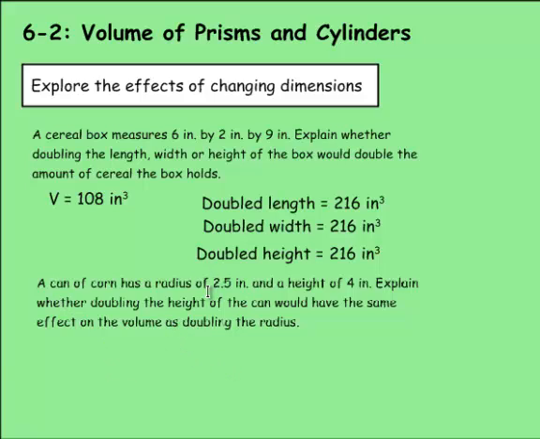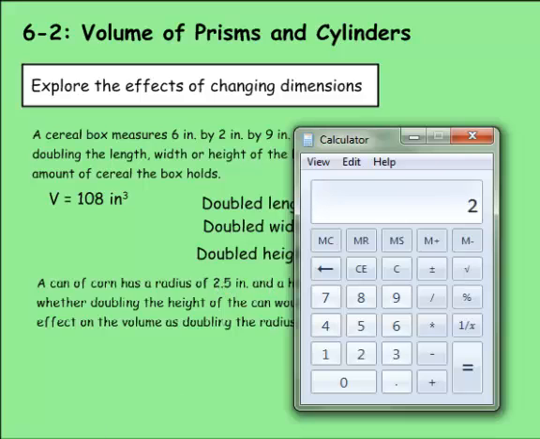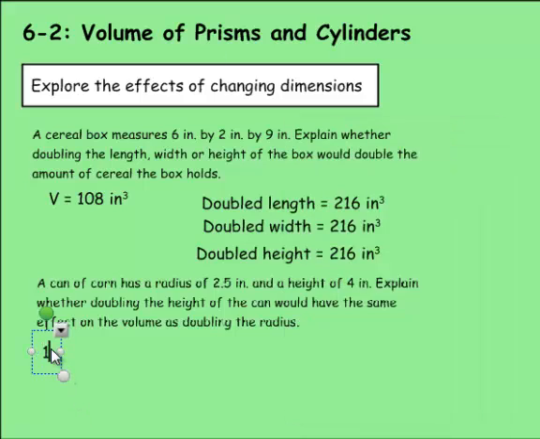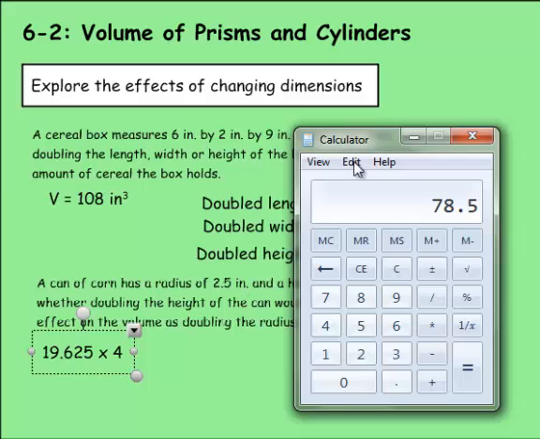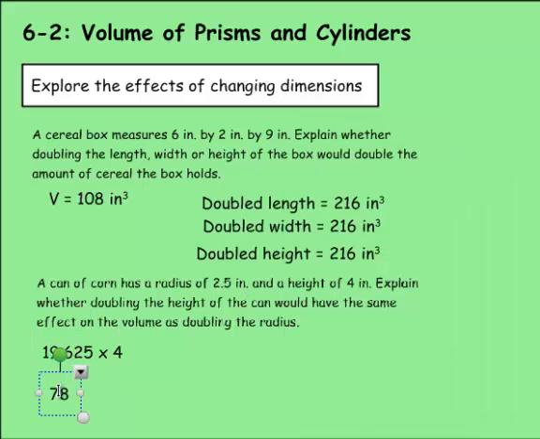So if we're going to find the area of the base, which is the circle here, we would do radius squared times pi. So 2.5 times 2.5 is 6.25. Let's do 3.14 for pi. So 19.625. We multiply that times the height then, base times height, that'd be times 4. So it's 78.5 inches cubed.